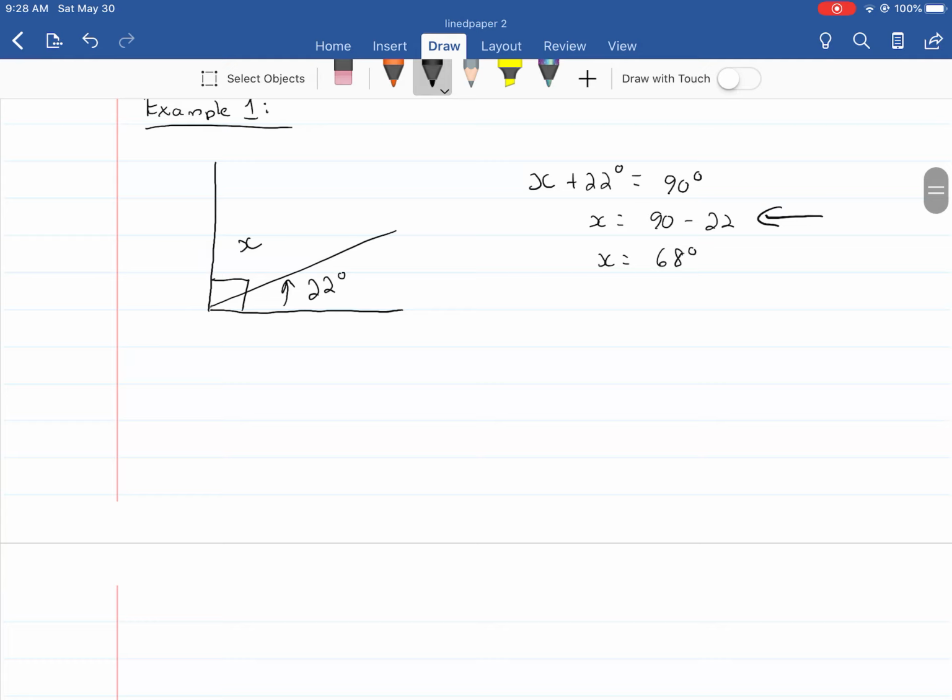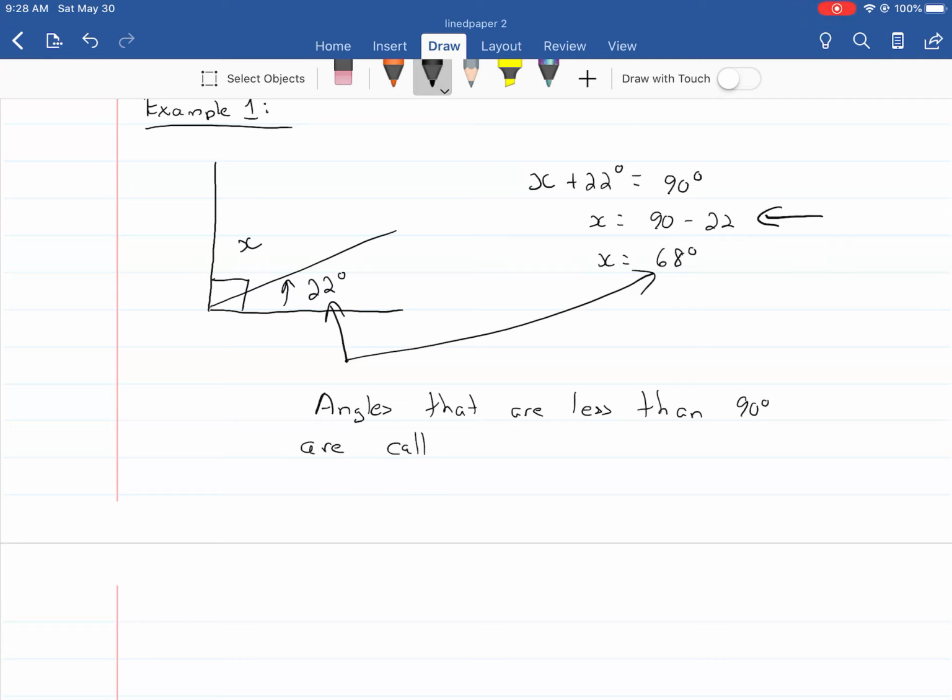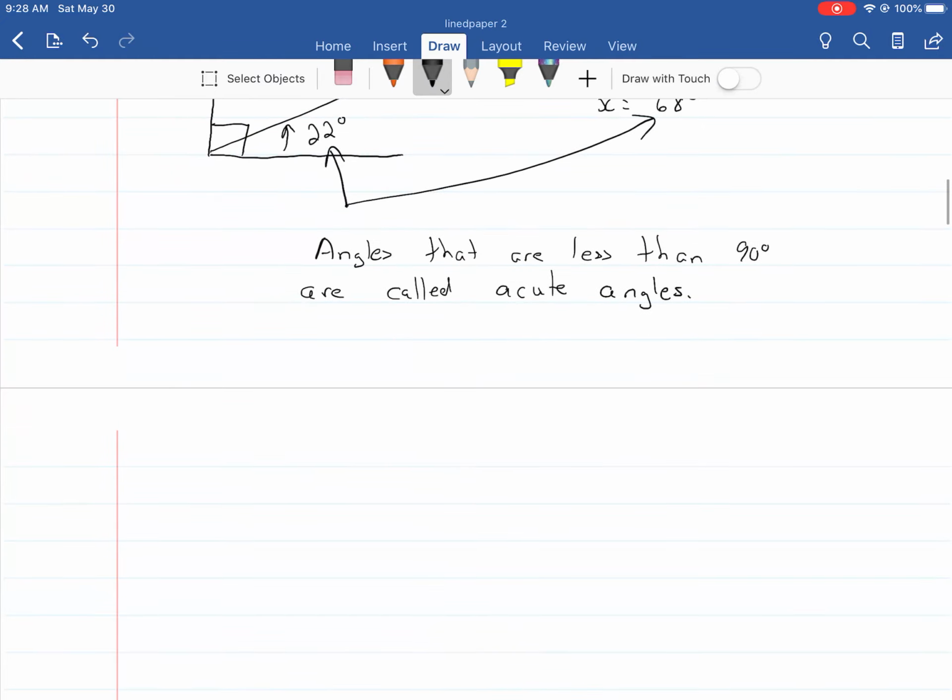All right. Example 2. Oh, I want to just mention that these angles here, which were both less than 90 degrees, angles that are less than 90 degrees are called acute angles. Maybe you've seen that word before.